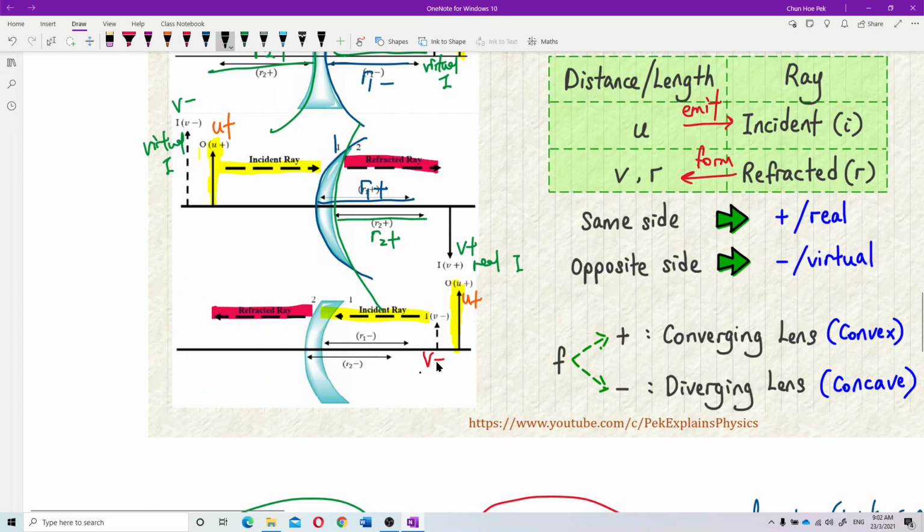So this is a virtual image. Sorry, this is a virtual image, because it is opposite to the refracted ray.